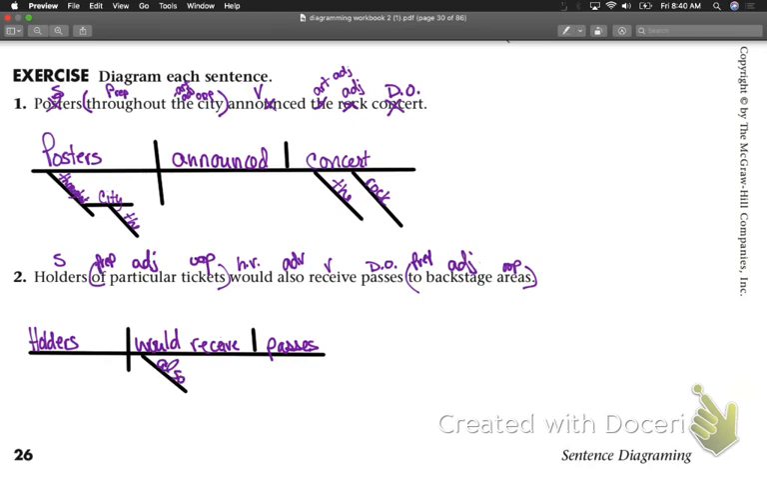Okay. And then does the of particular tickets modify holders, would receive, or passes? Holders. Very good. So it's going to go underneath holders, modifying what kind of holders? There's your prepositional phrase line, with the tail, there's the horizontal line for the object of the preposition. Then you have the modifying line. So you have of on the preposition line. The object is going to be tickets. What kind of tickets? Particular, right?